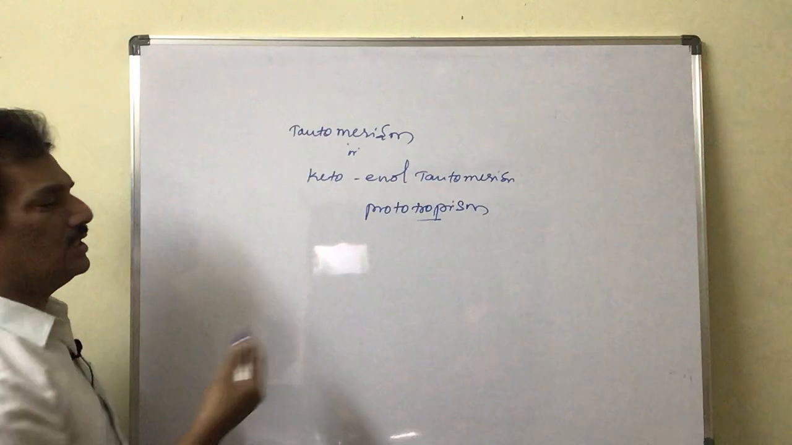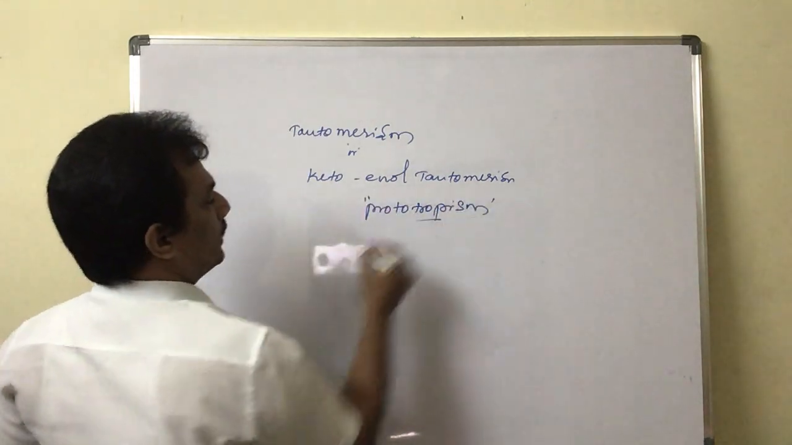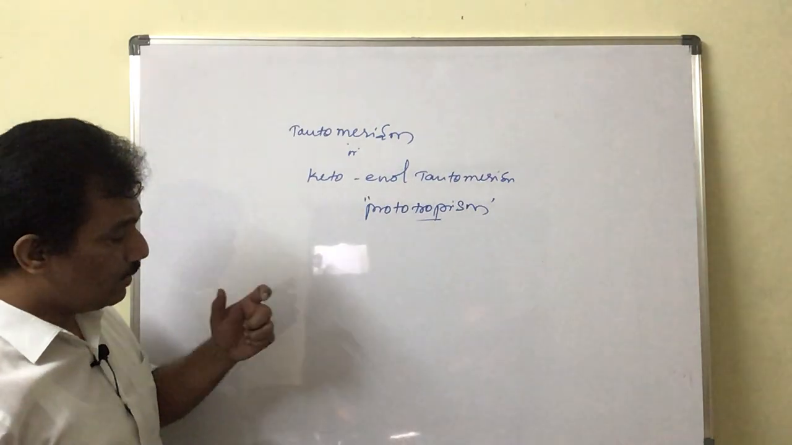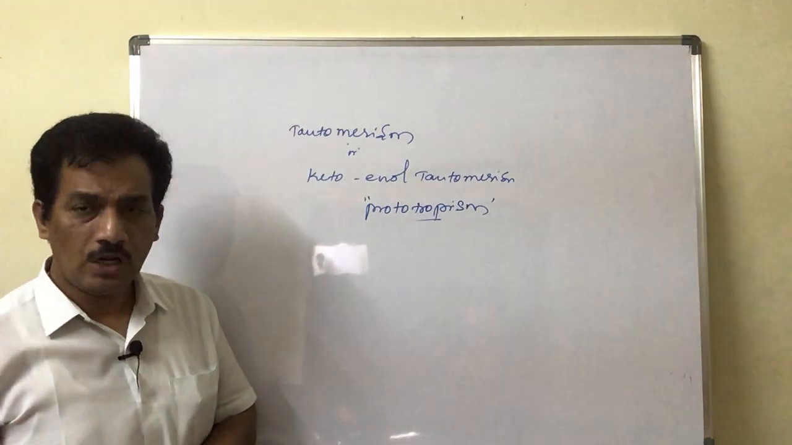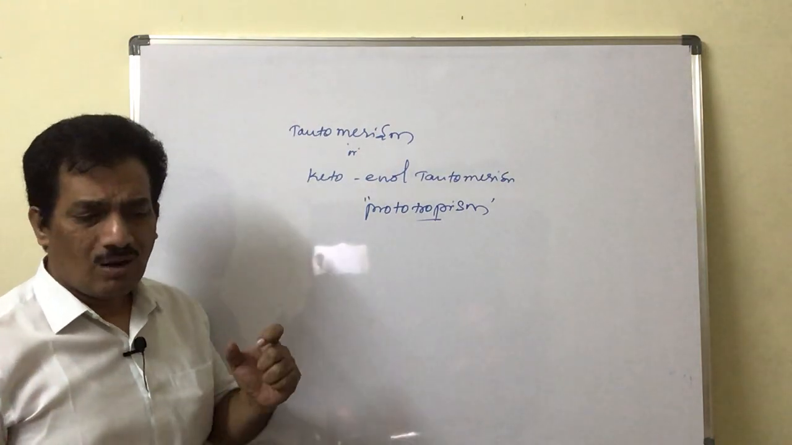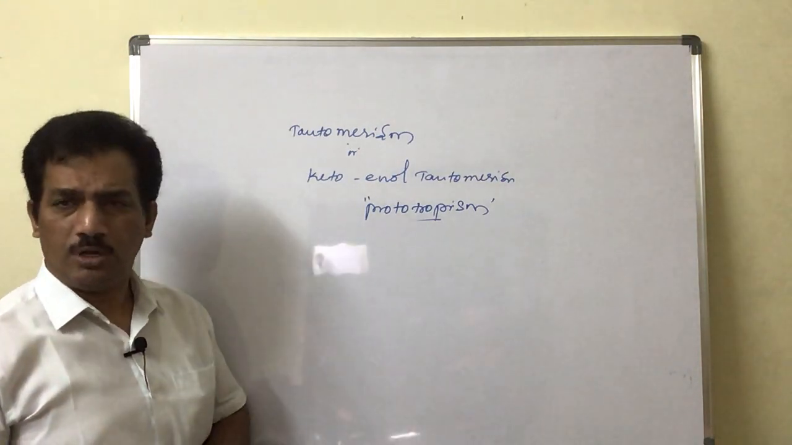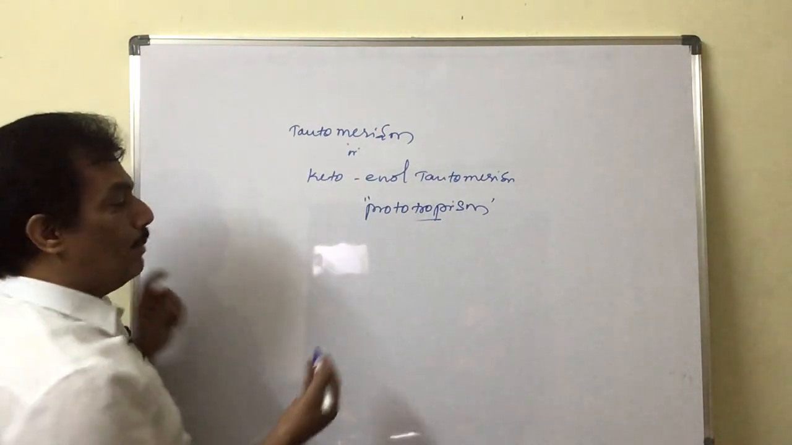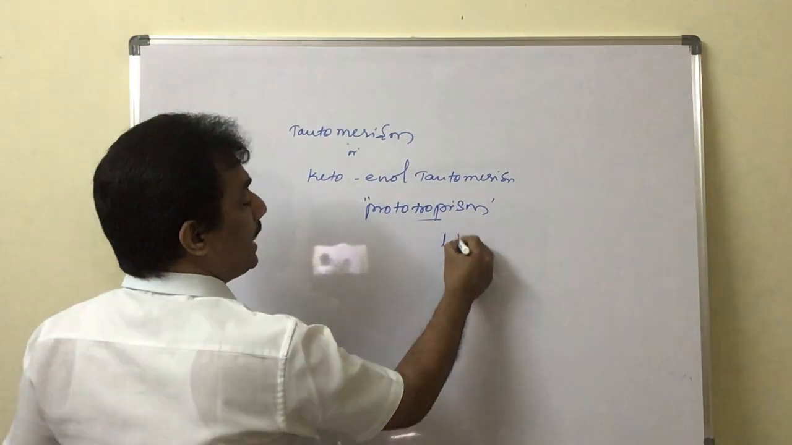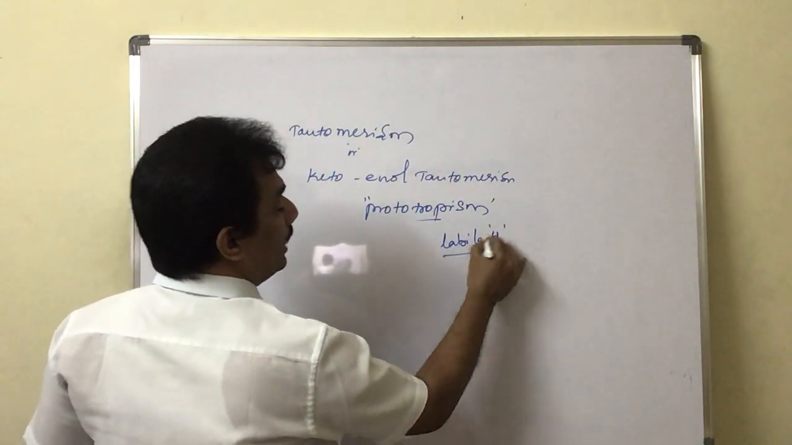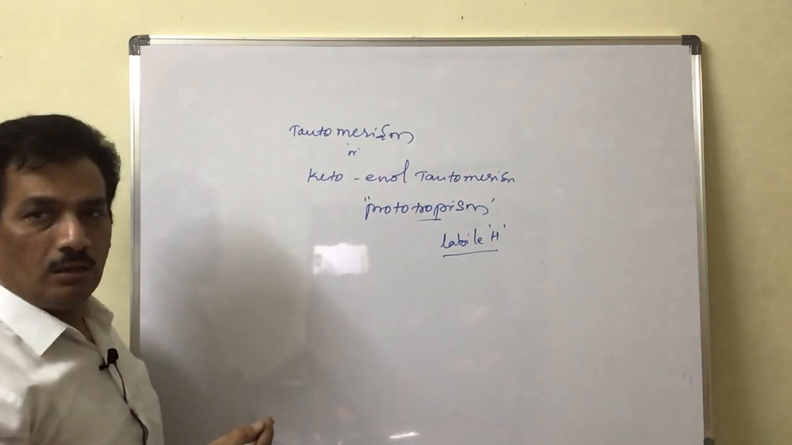Prototropism. It is a new word. Clear? What is tautomerism? Just remember, compounds, not only carbonyl compounds, which have two isomeric forms that are interconvertible due to migration of labile hydrogen. Labile hydrogen means mobile.